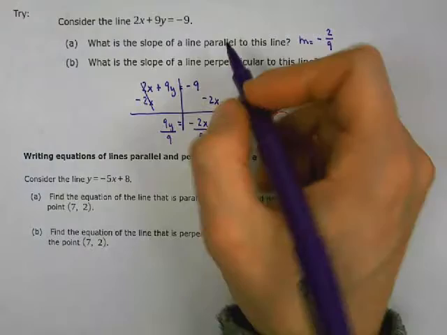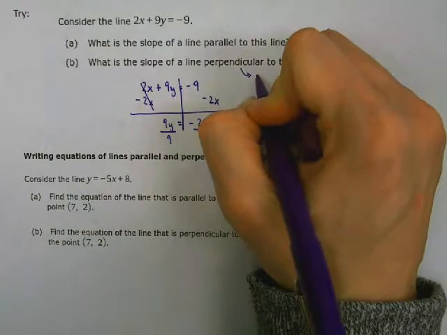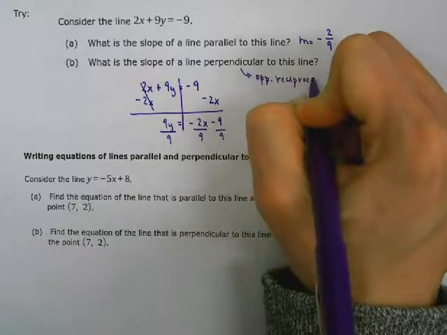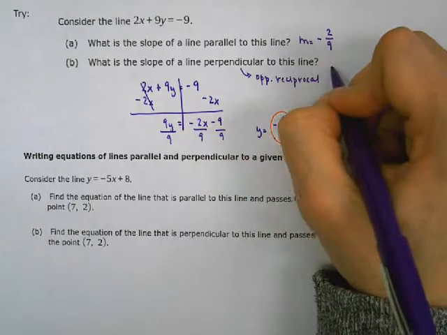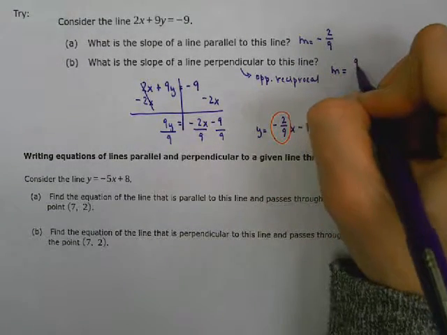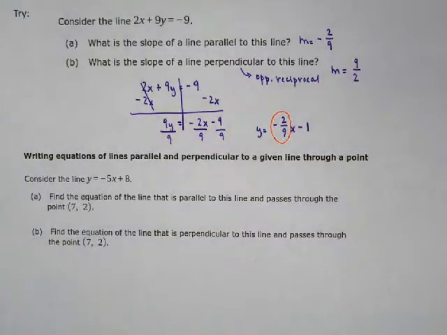And then if I want perpendicular, again, that's opposite reciprocal. Since this slope is negative, mine's going to be positive. Reciprocal means to flip it, and my slope is 9/2.